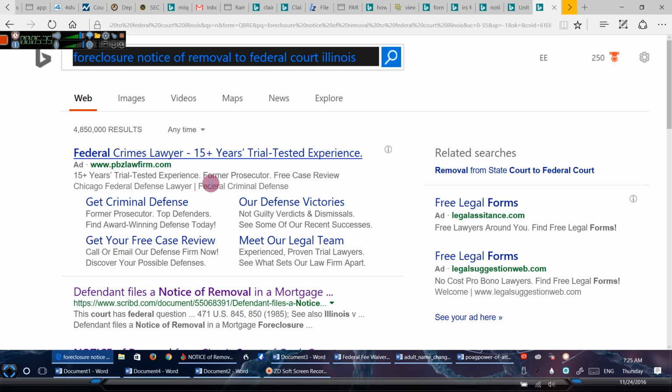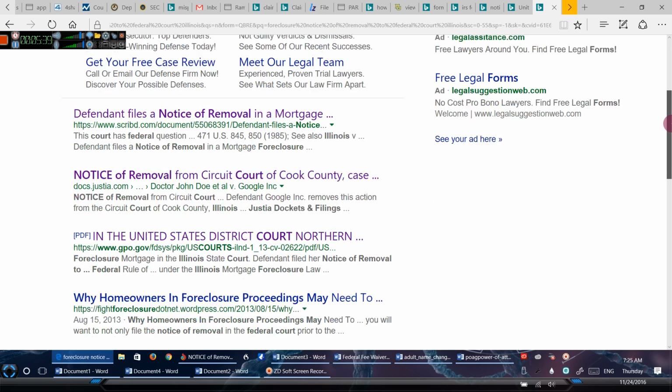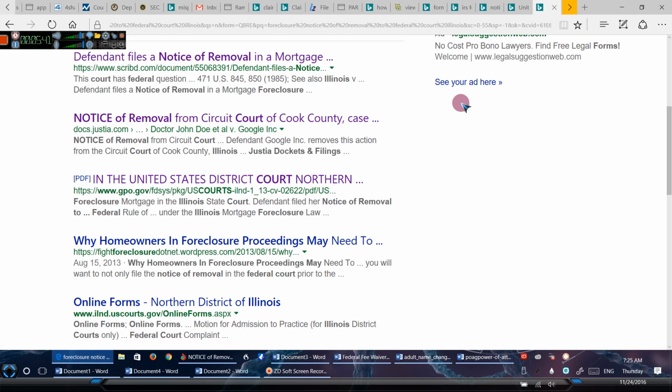Okay, now this, you don't want that. That right there, please. You don't need them. That ain't even got nothing to do with what we're looking for. That's advertisement, people. Notice of removal in a mortgage case. Notice of removal and foreclosure. See, also, this court has federal question. This is where we're going.